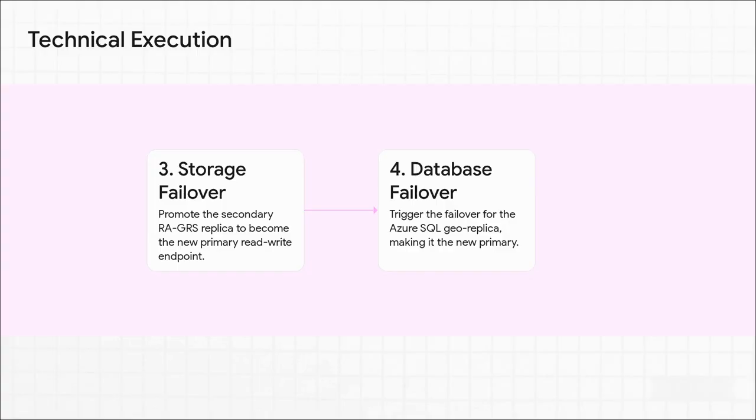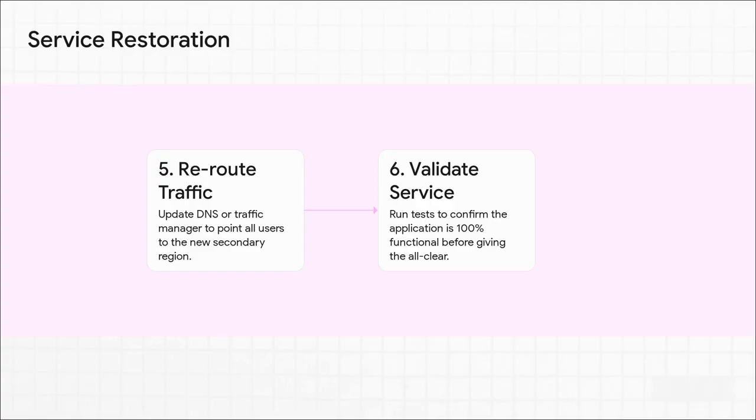Now we get to the fun part: the actual technical execution. You kick off the storage account failover, which promotes that secondary RA-GRS replica to become the new primary read-write endpoint. Then you trigger the failover for your Azure SQL auto-failover group, making your geo-replica the new primary database. But wait, your work isn't done yet. The data might be live, but nobody can actually get to it.